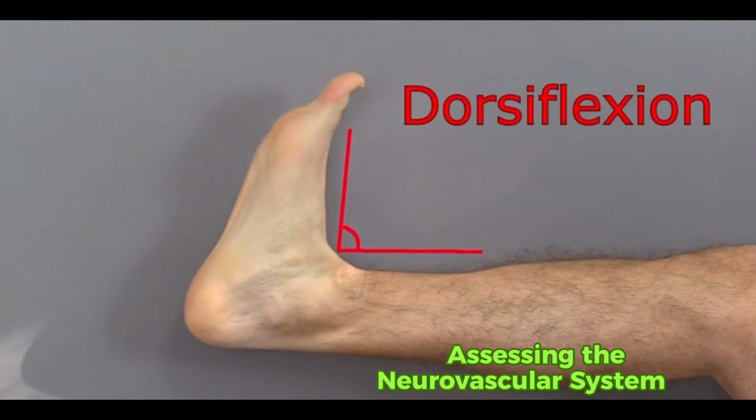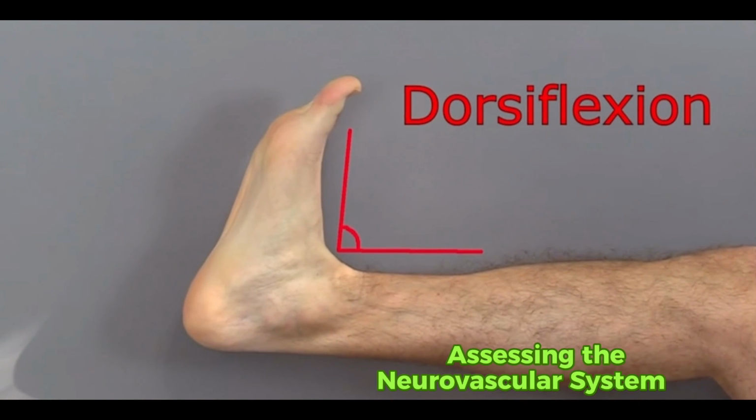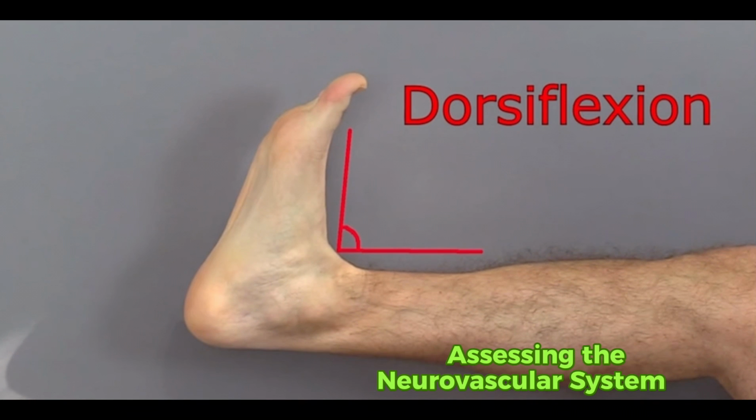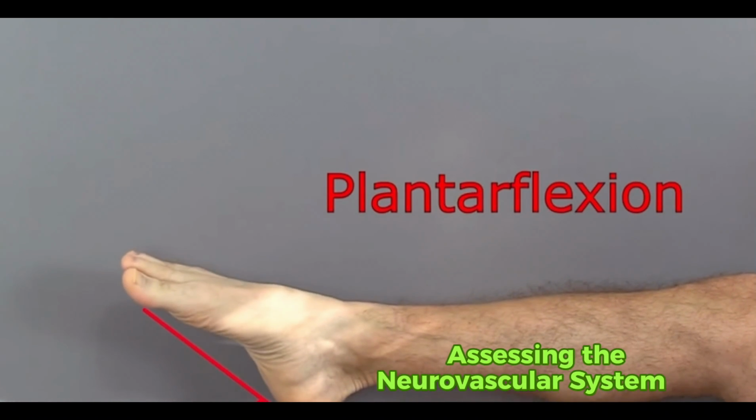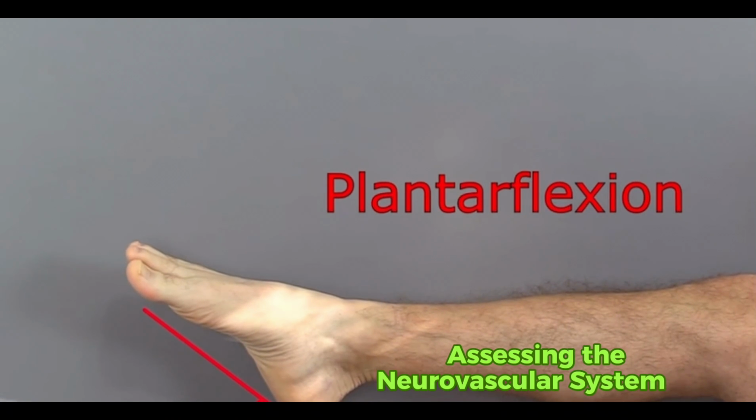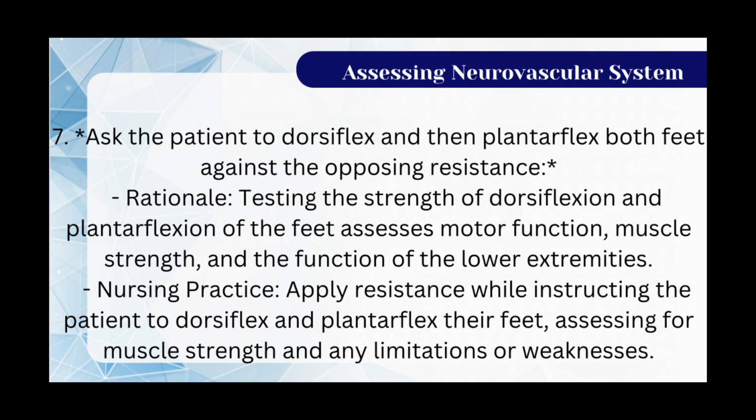7. Ask the patient to dorsiflex and then plantar flex both feet against the opposing resistance. Rationale: testing the strength of dorsiflexion and plantar flexion of the feet assesses motor function, muscle strength, and the function of the lower extremities. Nursing practice: Apply resistance while instructing the patient to dorsiflex and plantar flex their feet, assessing for muscle strength and any limitations or weaknesses.